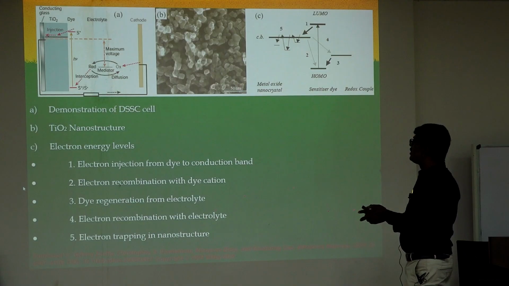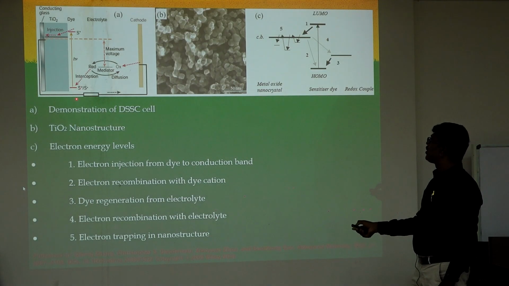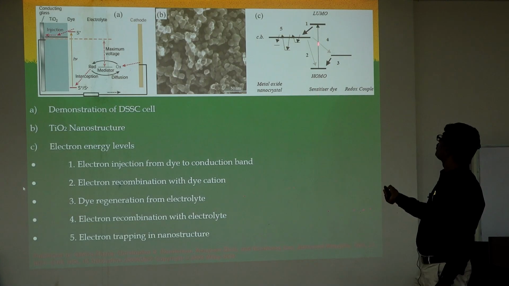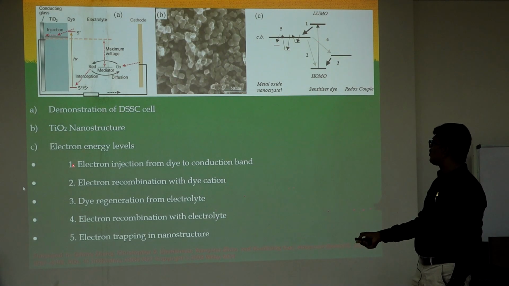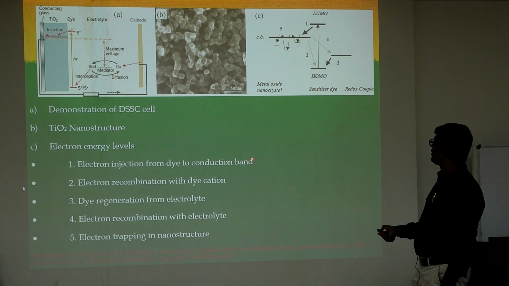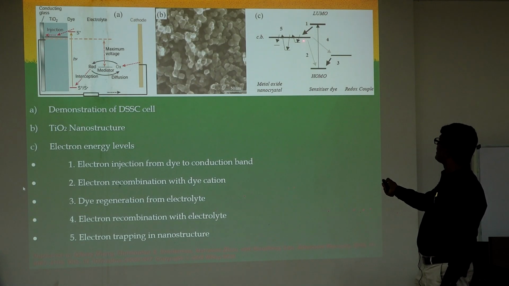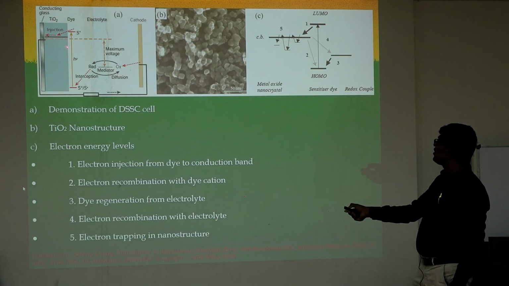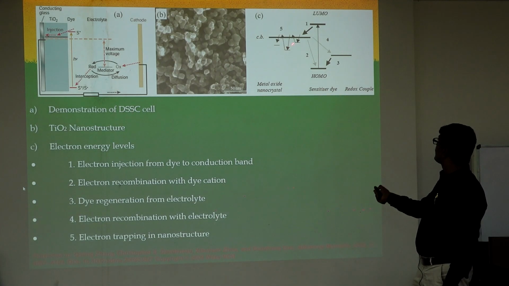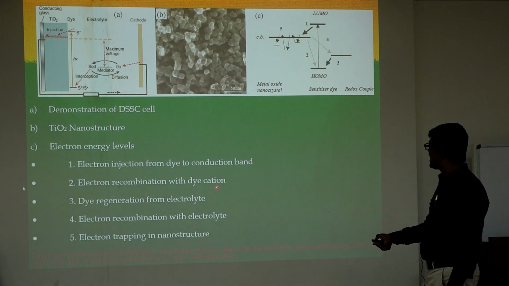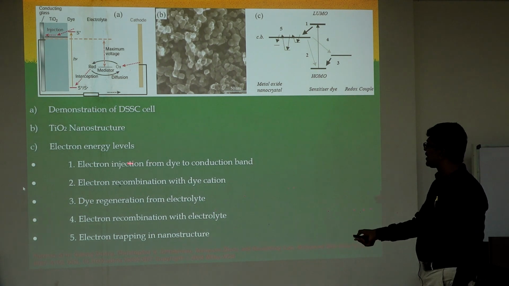So I told you, the dye can be excited from the ground state to the excited state. We can call this the first step actually, HOMO to LUMO. That's called electron injection from the dye to the conduction band. Second step, electron recombination. We can see the second step, this one, electron recombination. So the dye returns back to the ground state actually. So recombination, this step is a dangerous step. Efficiency depends on this step.